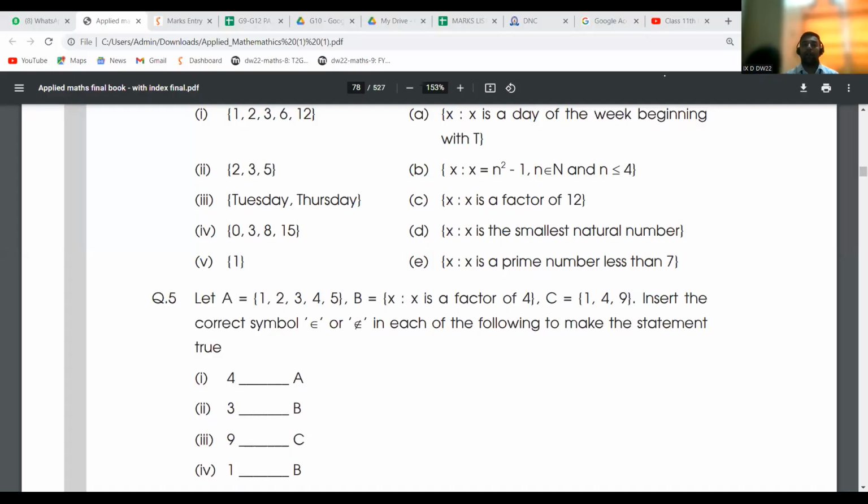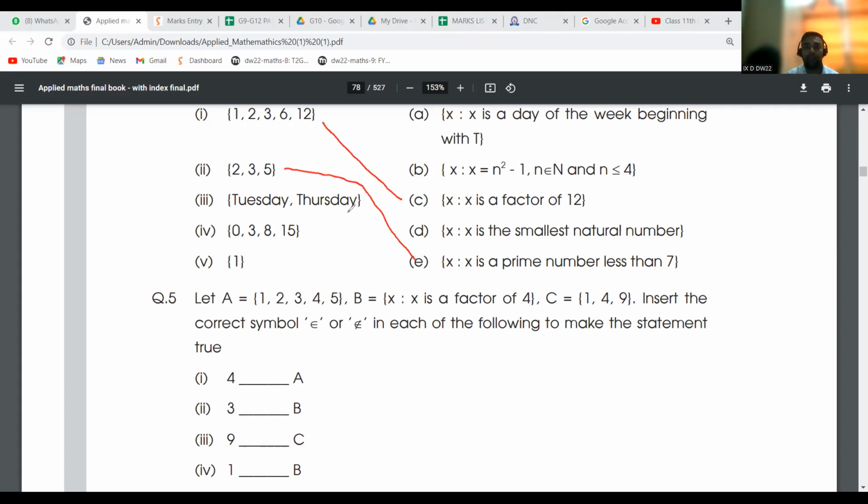Now let's move to the fourth question. Here we have to match these according to their correct matching. 1, 2, 3, 6, 12: all these numbers are the factors of 12. So the first one will be matched with C. Then 2, 3, and 5: these are all prime numbers less than 6, or you can say less than 7. So this will be marked with option E.